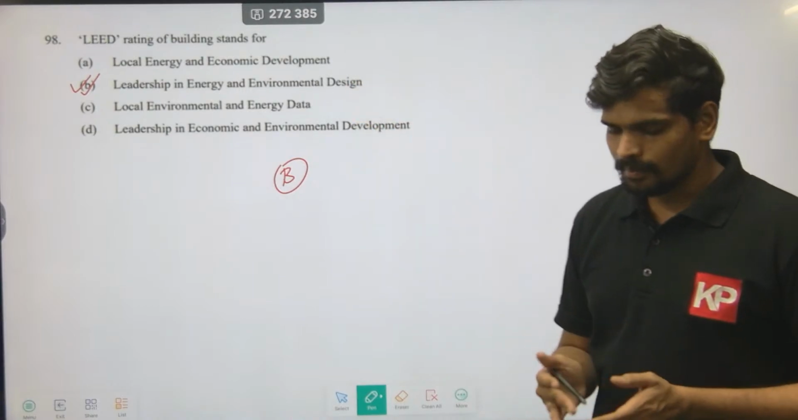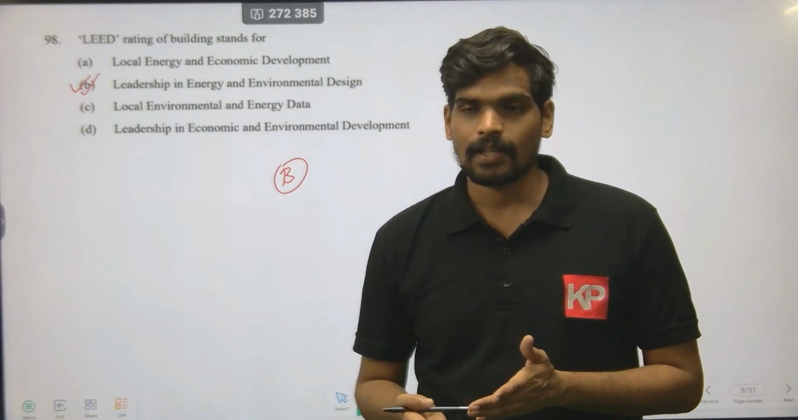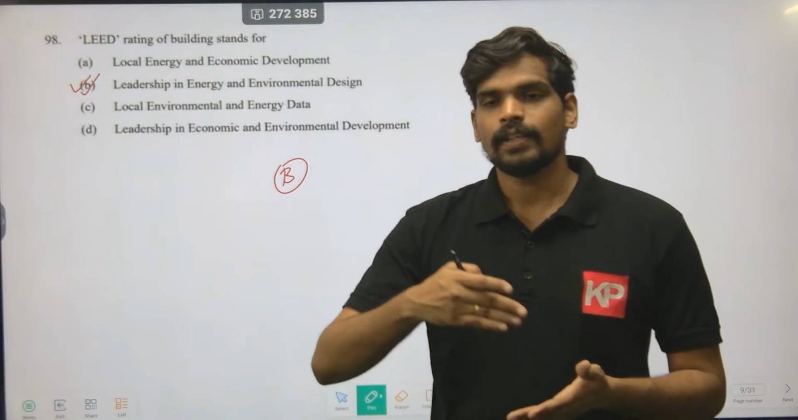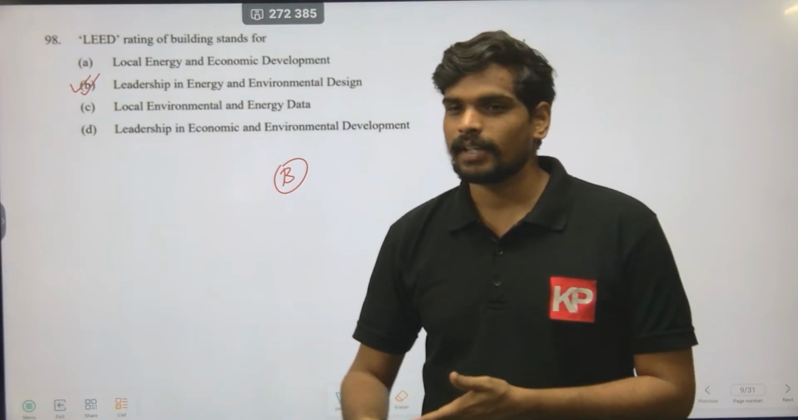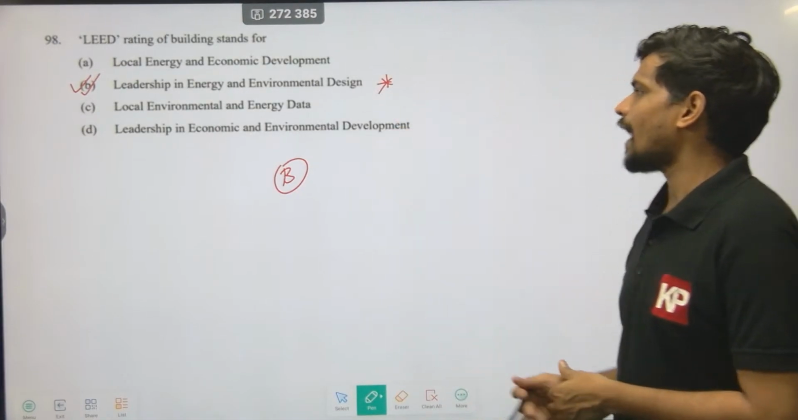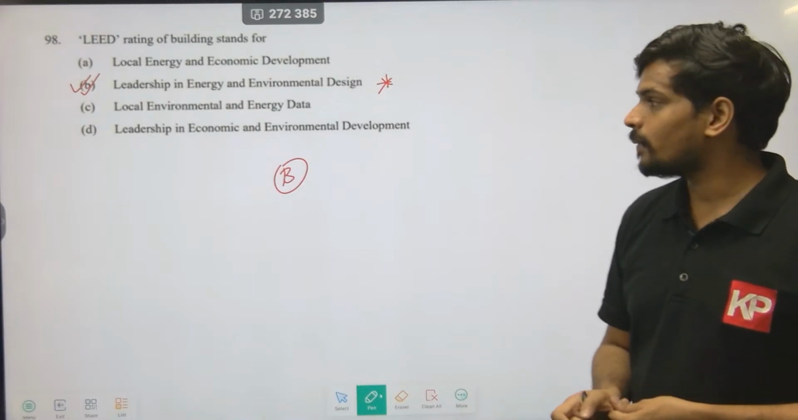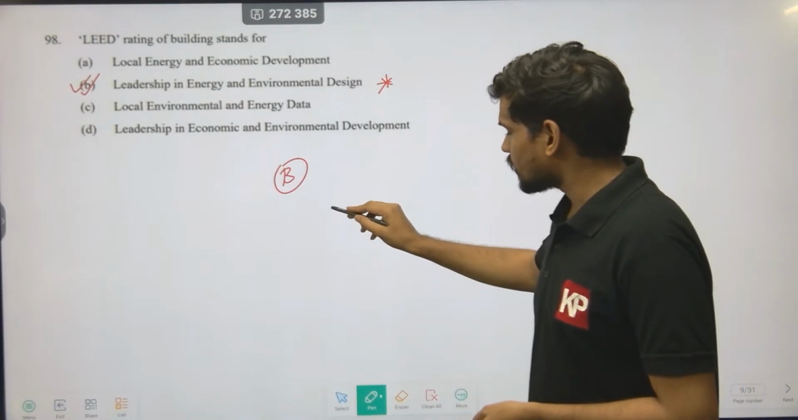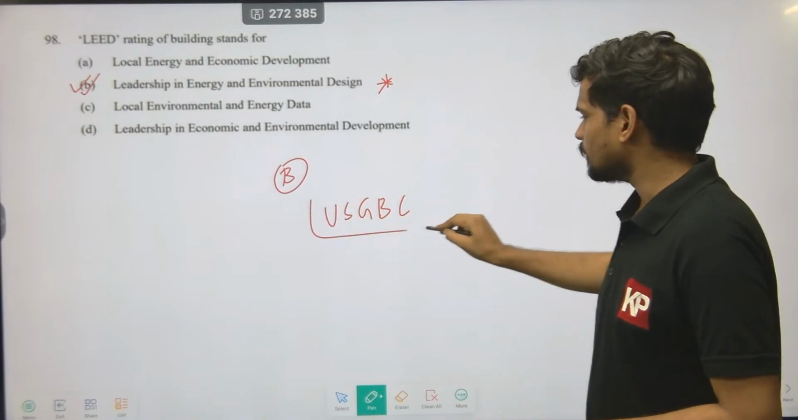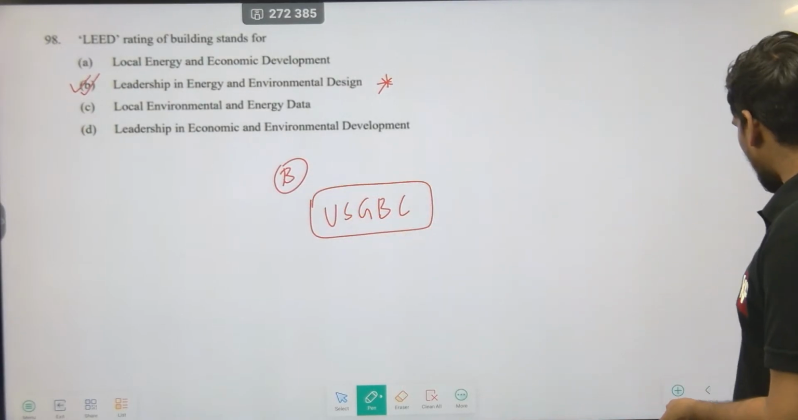So LEED certification, basically there are 4 levels of certification. You can briefly look into those details also, like you have LEED certified, then you have silver, gold and platinum rating. So LEED basically stands for, that's the full form of the acronym, Leadership in Energy and Environmental Design, which is a rating system given by the US Green Building Council, USGBC. So that's about 98.